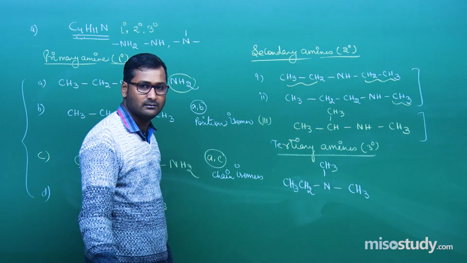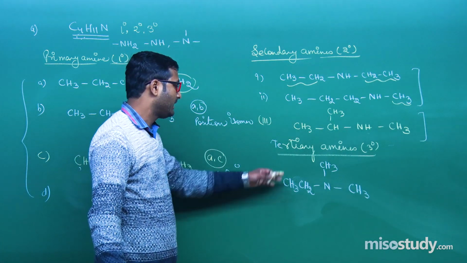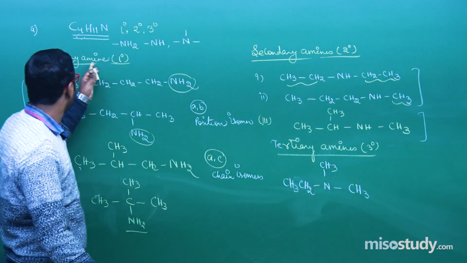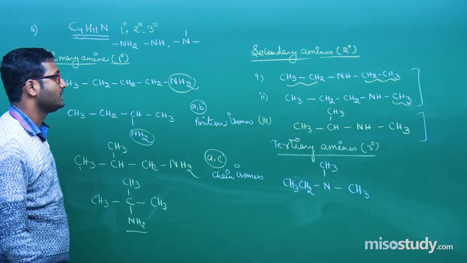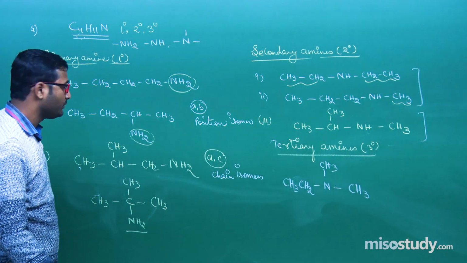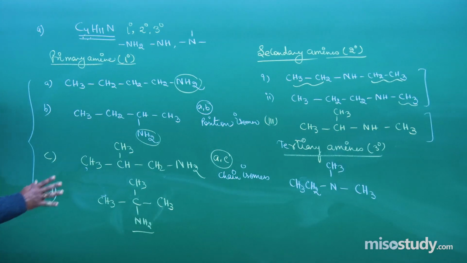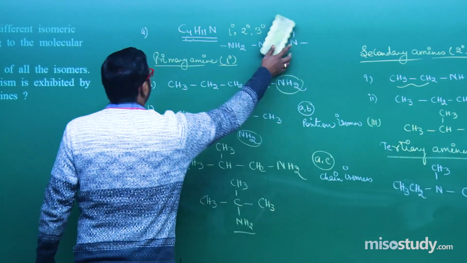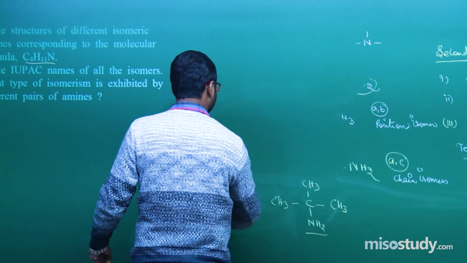What is the name of this compound? N,N-dimethyl ethanamine. Clear? Yes. And tertiary, secondary and primary amines are functional isomers to each other. Clear to you? Yes sir. Now I am going to rub this part, my friend, and let's move to the next question.